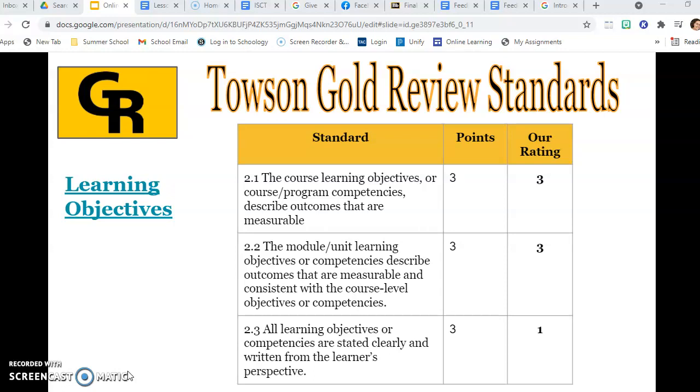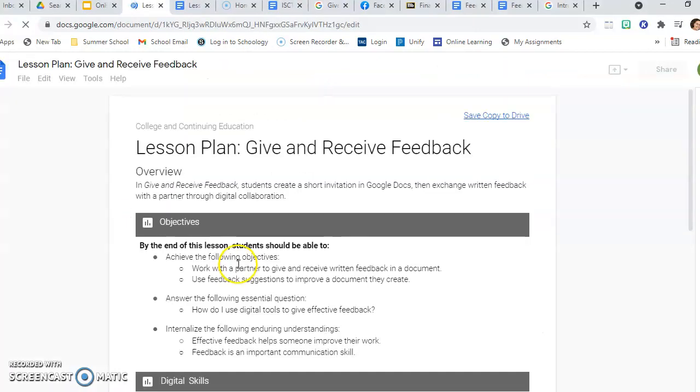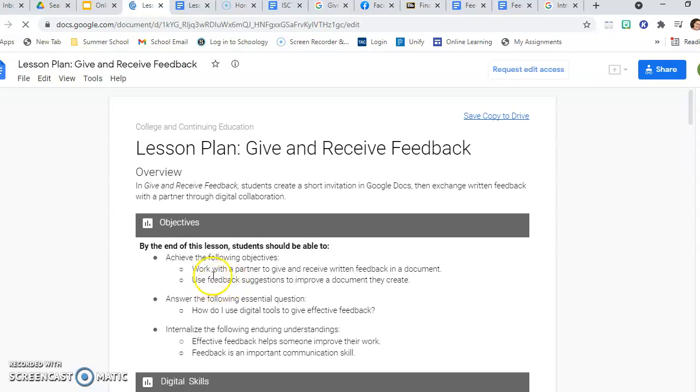They were found simply in the lesson plan that I've linked right here. And they are not written from the learner's perspective. They were written more about the learner. So if we go to that lesson plan, you can see here where it says work with a partner to give and receive written feedback on a document, or use feedback suggestions to improve a document they create.